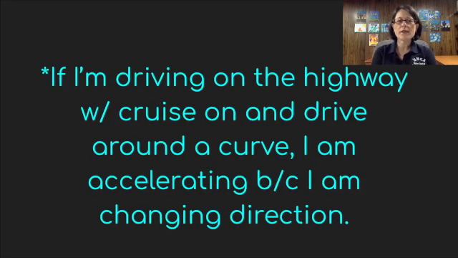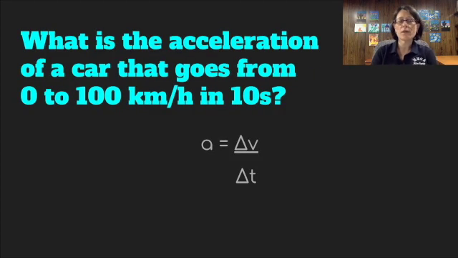So if I'm driving on the highway with cruise on and drive around a curve, I am accelerating because I am changing direction. I don't have to change my speed, I just have to change my direction. I can change both, or one or the other.